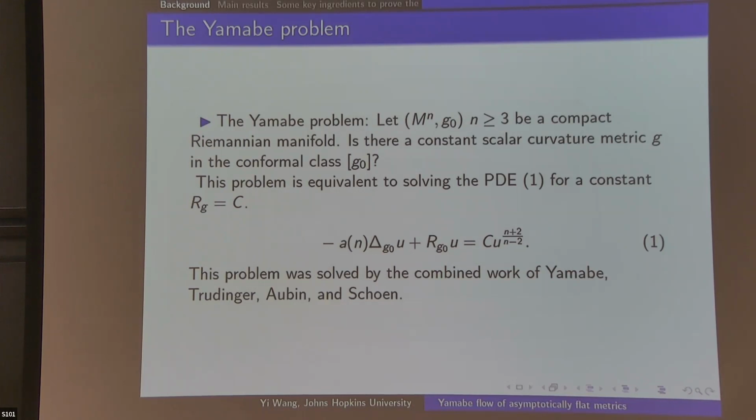So this problem was first asked by Yamabe, and he solved it, but it turns out that it was only partially solved. Then there were people trying to make the argument work. So this is a combination of work of Yamabe, Trudinger, Aubin, and finally it was completely solved by Schoen. Here a_n is a constant depending upon n, a dimensional constant.